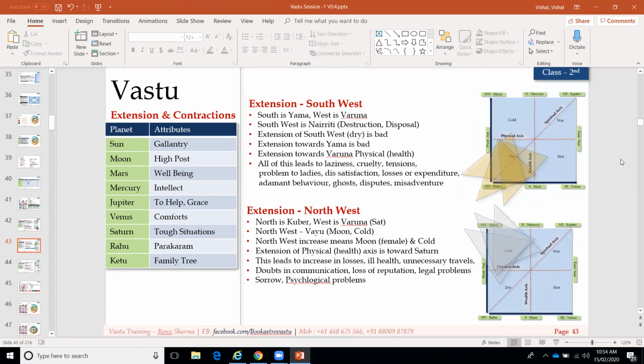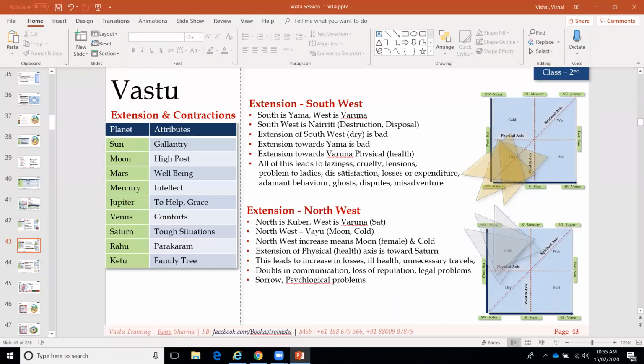So for example, extension in the southwest. What is southwest? Southwest is the zone of Rahu. Southwest is the zone of destruction, disposal, and the next zone is also for relationships, right? So the extension towards Yama, because when we say southwest, it's also the Yama. Yama is bad. Extension towards Varuna is the physical health. So if you have extension in this area as compared to the rest, then what happens?